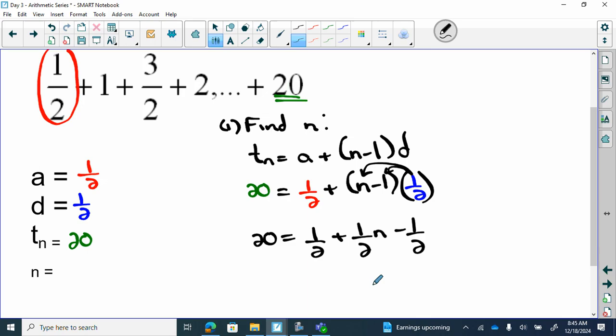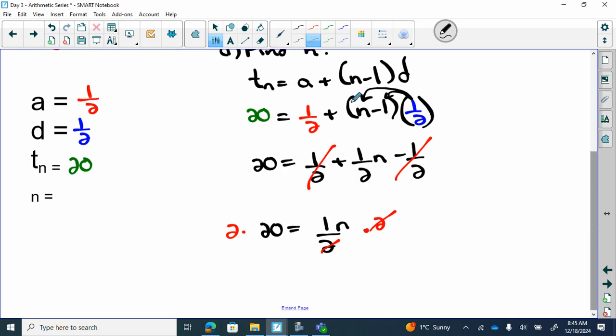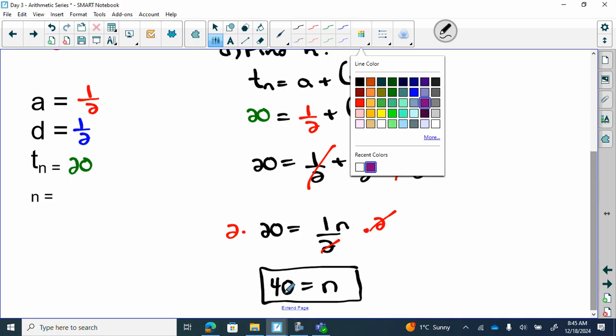What happens to this 1/2 and this 1/2? Yeah, they're gone. So I end up with 20 equal to 1 over 2 times n, or 1n over 2. And what would you do to solve for n? Multiply both sides by 2. That's right. If I multiply this side by 2, I get 1n. Whatever I do to the right, I do to the left. 2 times 20 would give me 40. Is that the answer we were expecting? Yes? n is 40. Wicked.